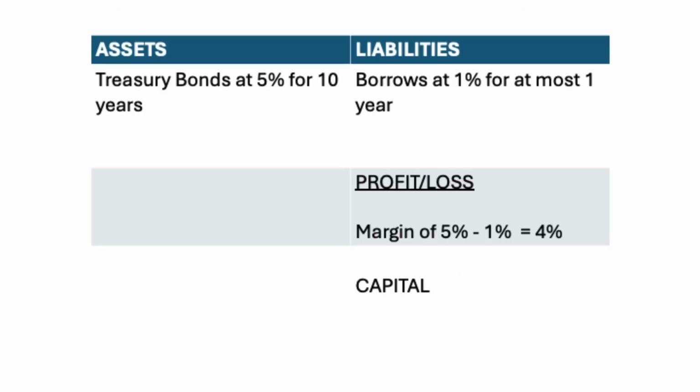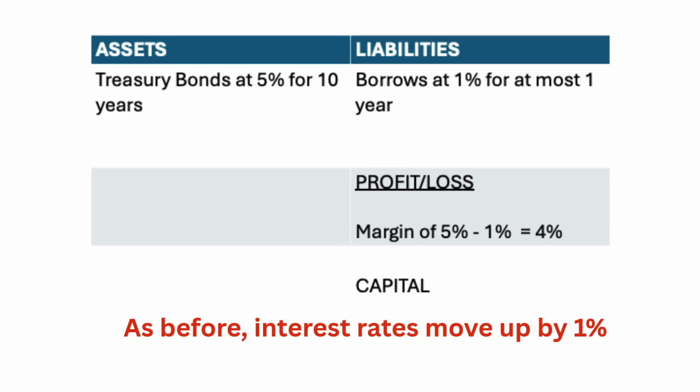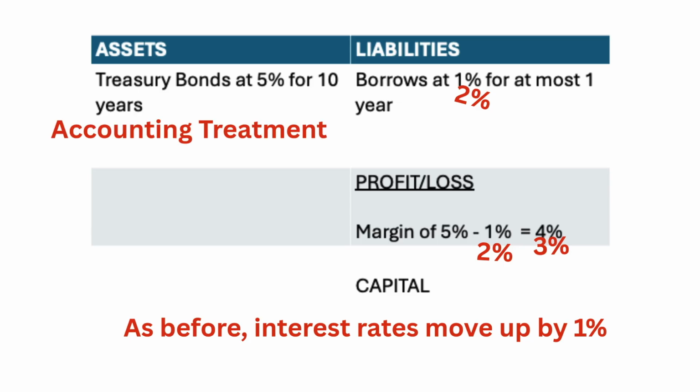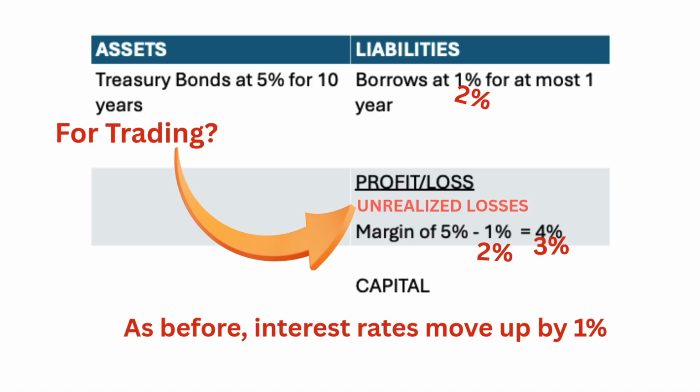Now we return to the situation where interest rates start moving up by 1% across the board and across assets and liabilities as before. As before, there's also a squeeze in the margin. But what happens to the asset side? Well, that depends on the accounting treatment of this bond. If the bank were holding these government bonds under a fair value through profit or loss, FVTPL account, then the unrealized losses will flow through the P&L lowering earnings compared to the previous periods.